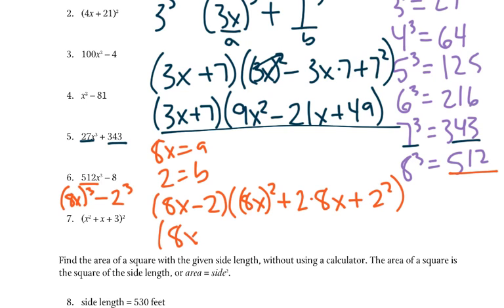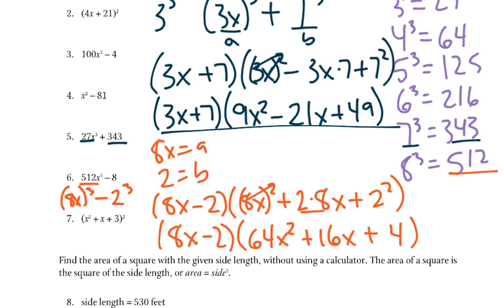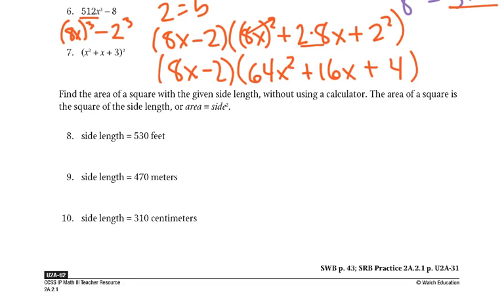So 8x minus 2 times 8 squared is 64x squared plus 2 times 8 is 16x plus 2 squared is 4. And there's our answers for those ones. Okay, now looking at these ones, we want to try to split things up into numbers we may or may not know that might be easier to deal with, that we can do without using a calculator.